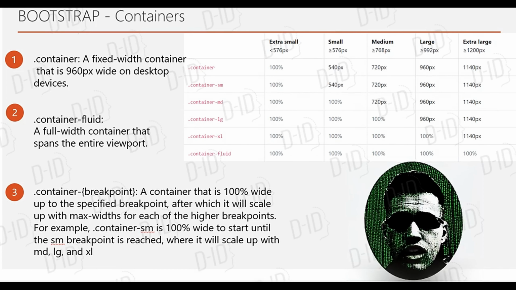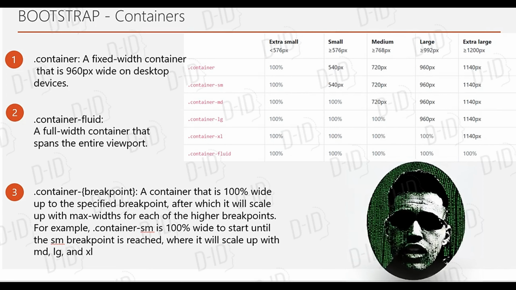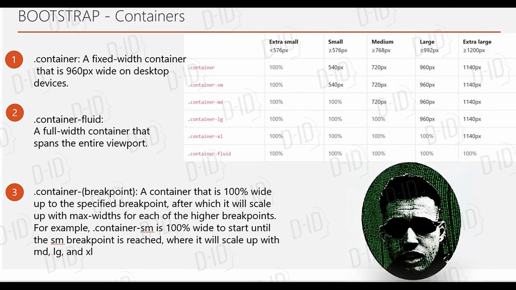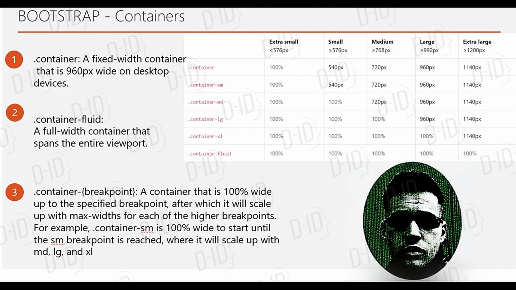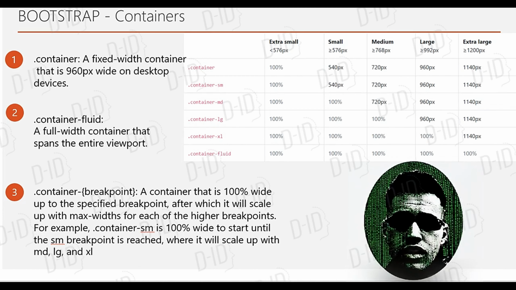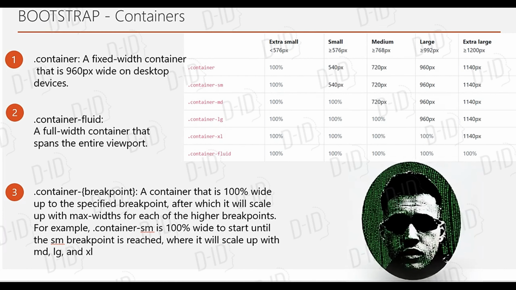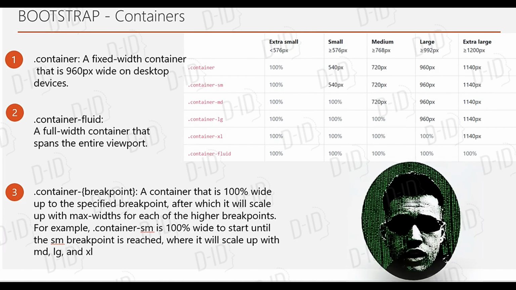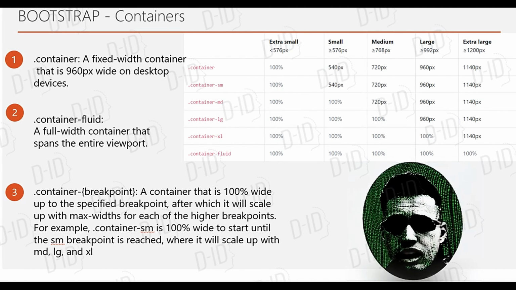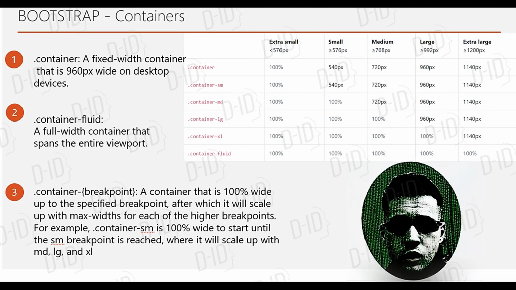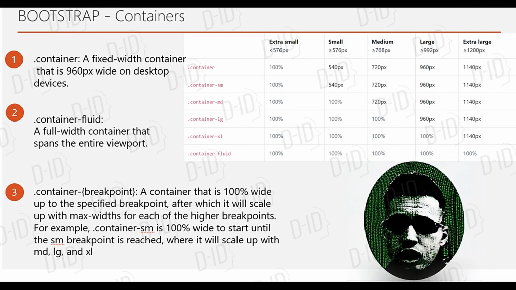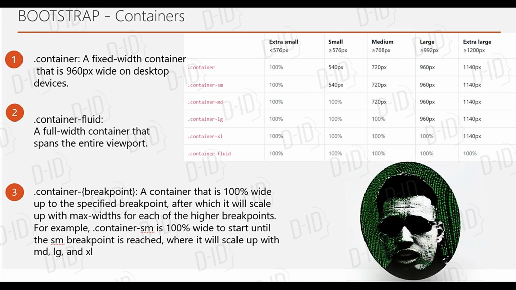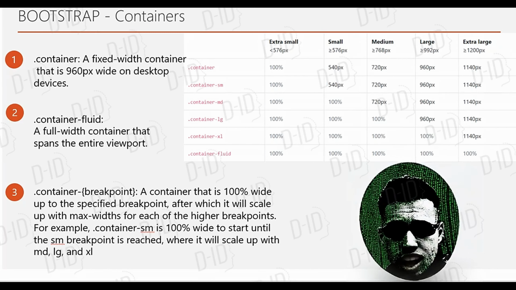Bootstrap provides container classes that help you control the layout and spacing of your website's content. There are two main types of containers: container and container fluid. The container class creates a fixed-width container with responsive margins, while the container fluid class creates a full-width container that spans the entire viewport width. By choosing the appropriate container class, you can ensure that your content is displayed correctly across different screen sizes.